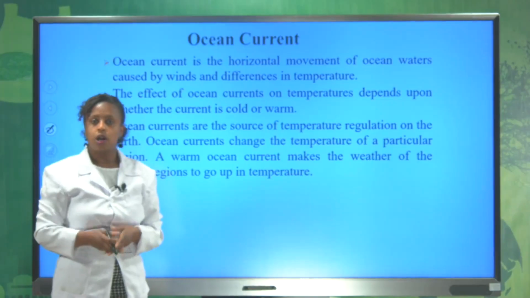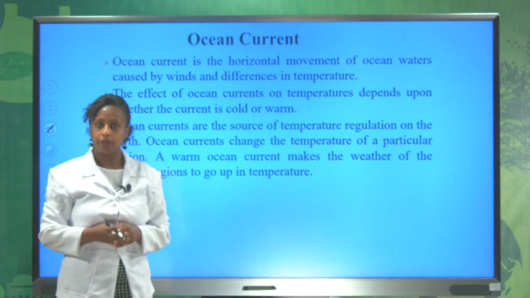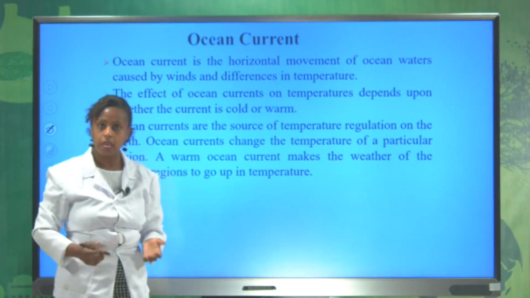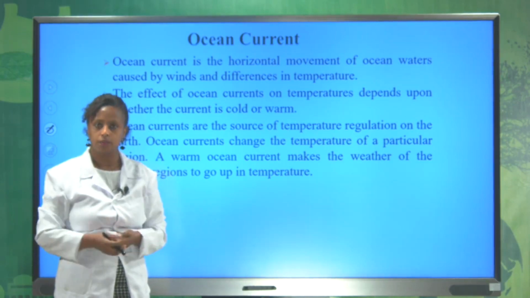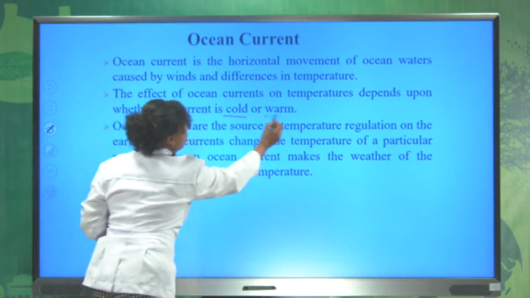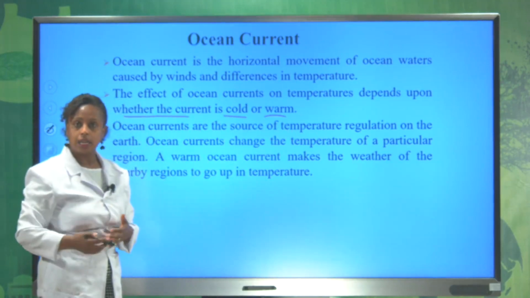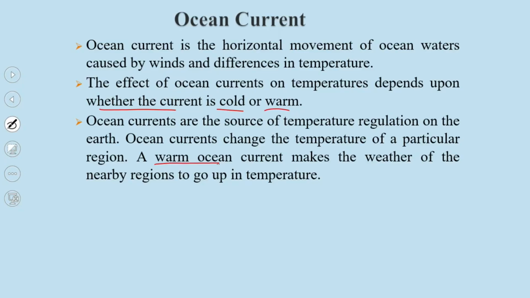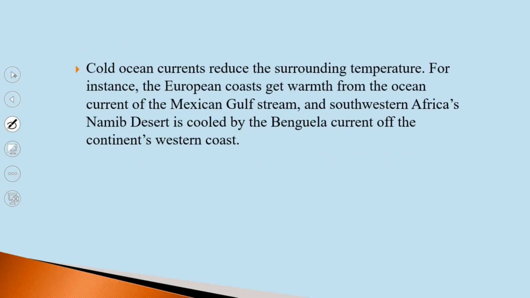Ocean currents also have an effect on the amount of temperature. They are horizontal movements of the ocean caused by wind and differences in temperature. Whether the current is warm or cold, it is used as a regulator of temperature on the Earth's surface. For instance, warm ocean currents have a warming effect on nearby regions. Similarly, cold ocean currents provide a cooling effect for nearby regions.